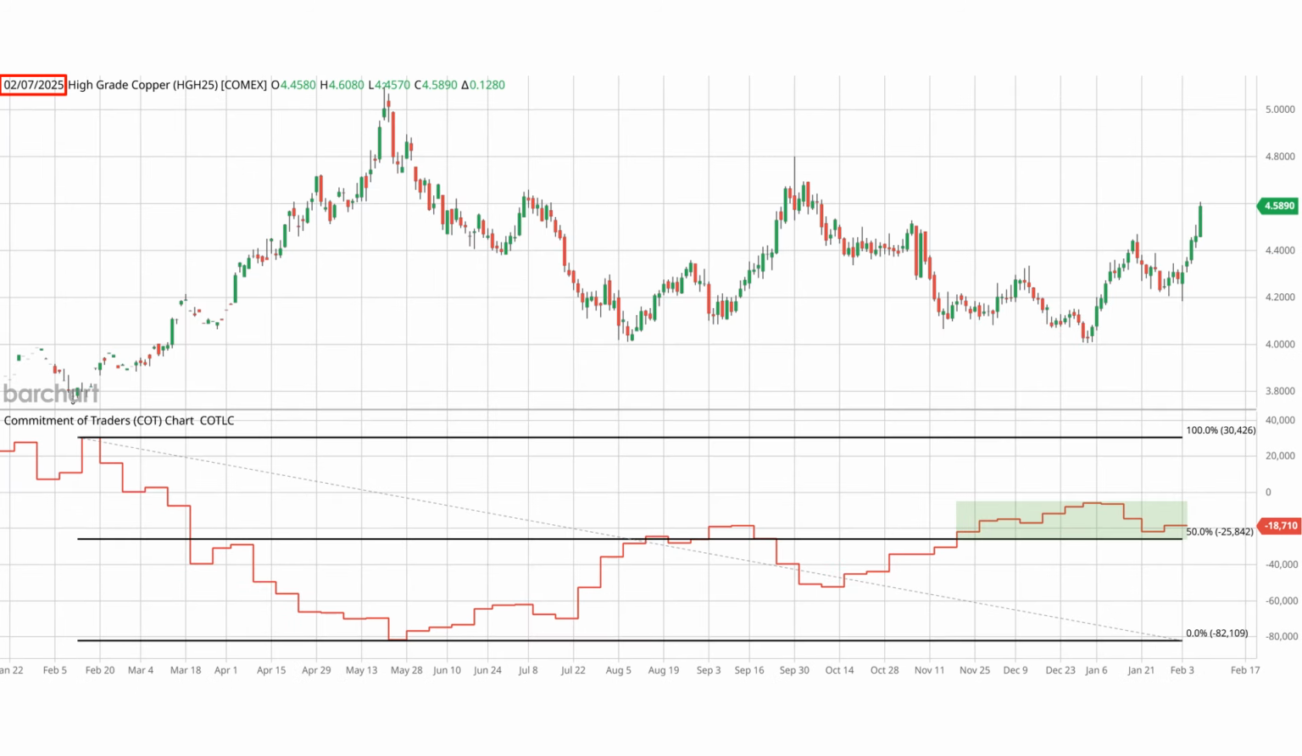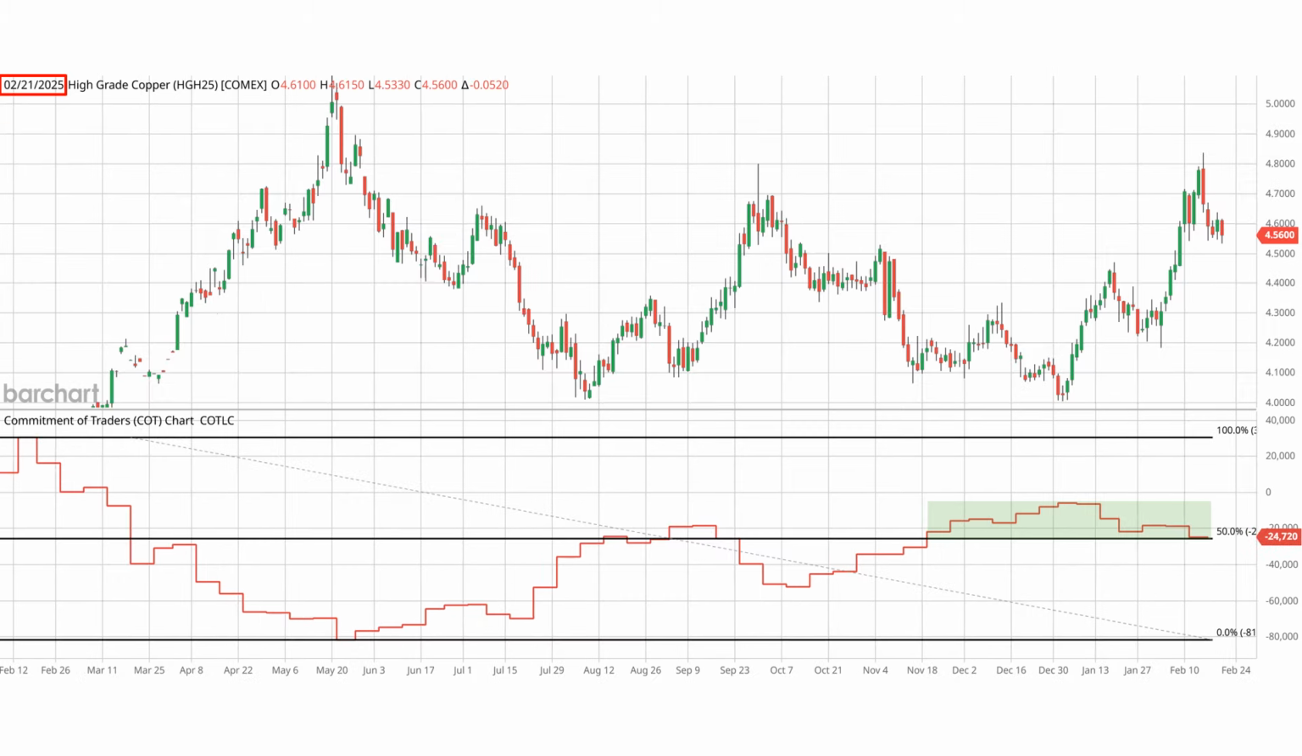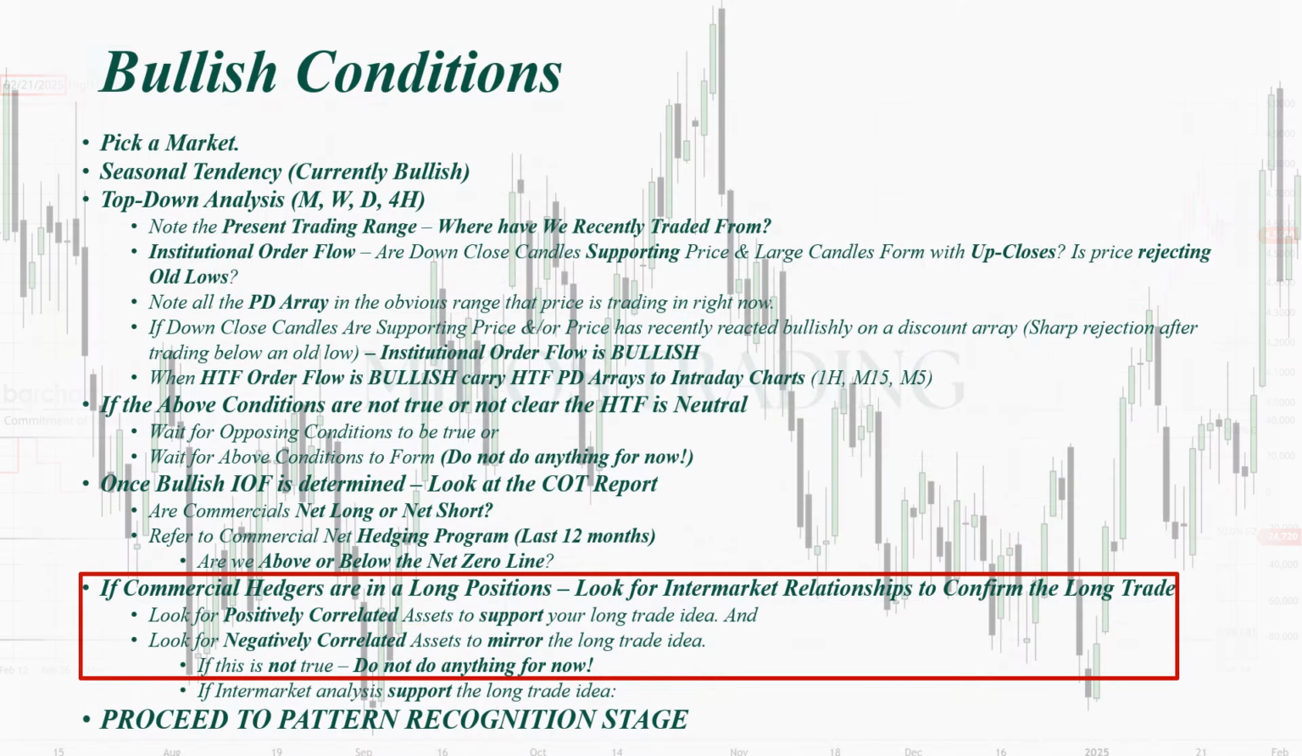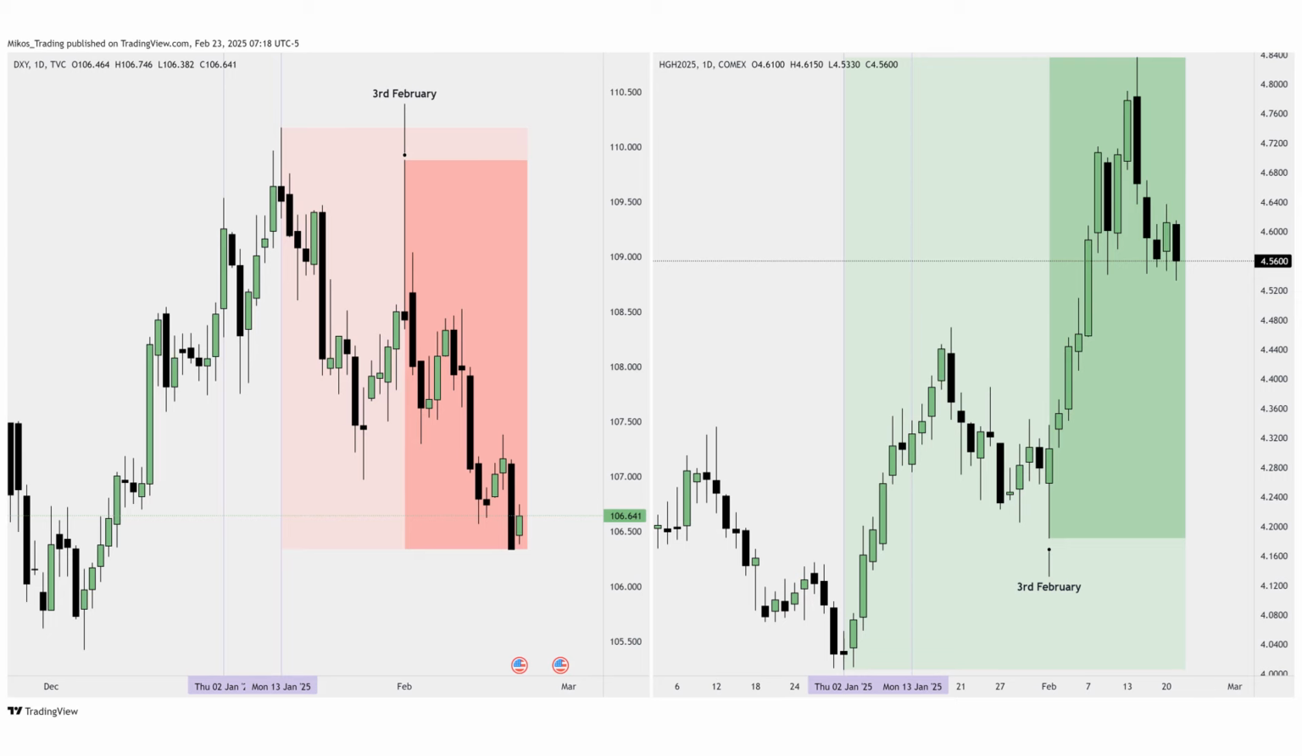On 7th of February, commercial hedgers were still bullish. And on 21st of February, we can see that they took some profits and are now around the 50% line. Because commercial hedgers are in a long position, we can now look for intermarket relationships to confirm our long trade idea. I start with referring to the dollar index.